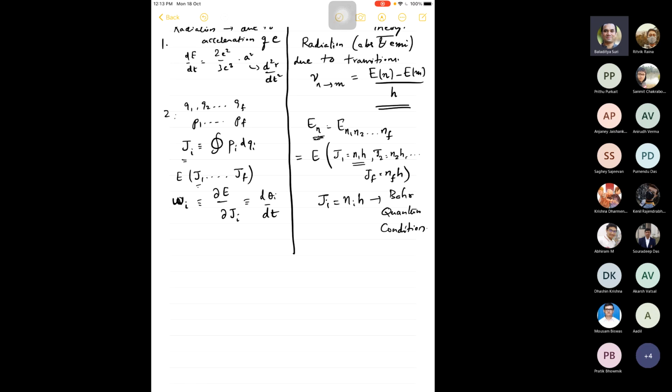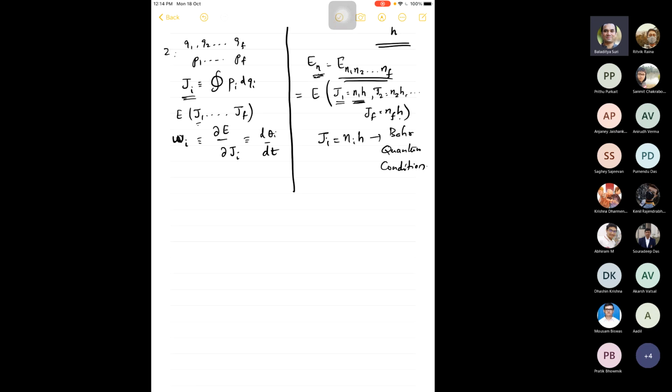So Bohr applied this principle where you first write the system in terms of these action variables and then replace every action variable, classical action variable, with this quantization condition as some integer times Planck's constant. And if there are f action variables, there are f quantum numbers. And a particular eigenstate, the energy of that eigenstate is now given by choosing a particular set of quantum numbers for each J. Okay, so this is the principle.